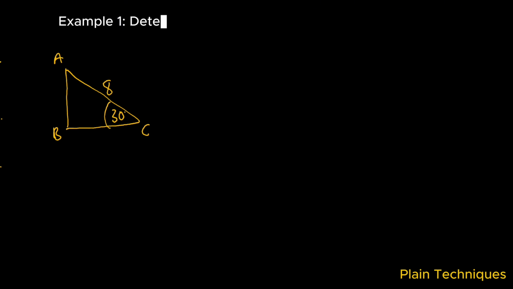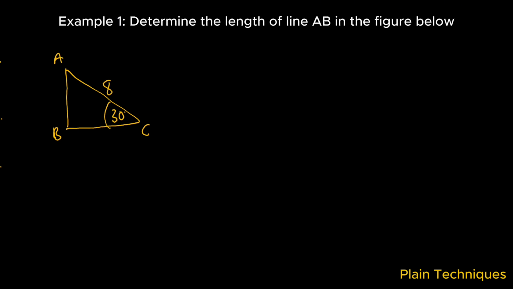Okay, so let's say you are given a triangle like this, okay? So this is 30 degrees, A, B, C. This side is equal to 8, and that's all you're given. The question says, determine the length of AB. This is what we want to determine, all right? So from the previous slide, we know that this is my hypotenuse, okay? This side is my adjacent, and this is my opposite, okay?